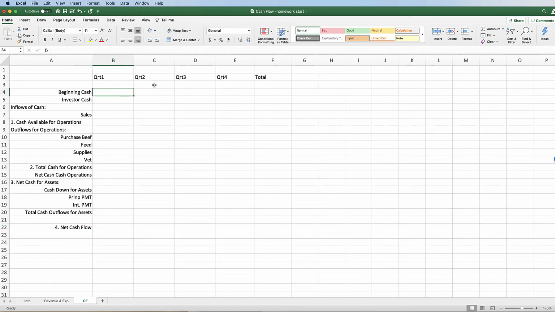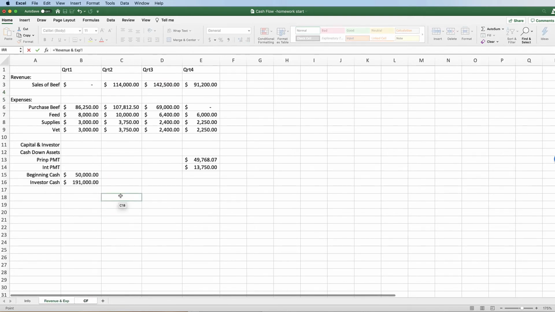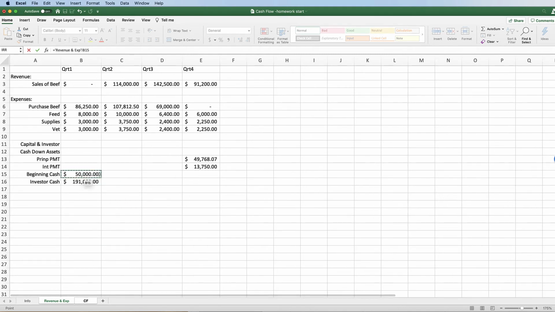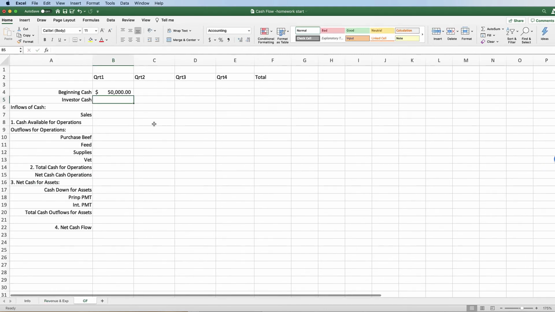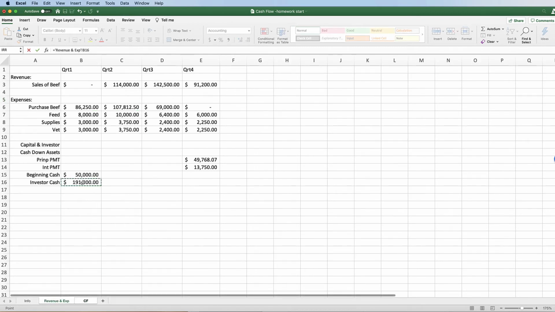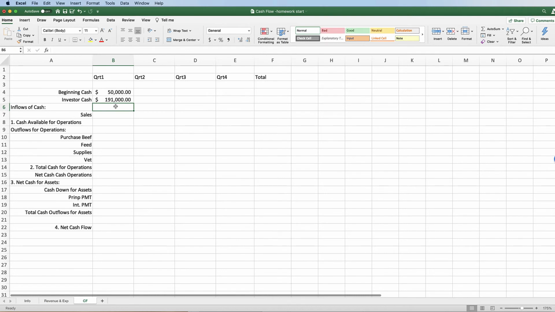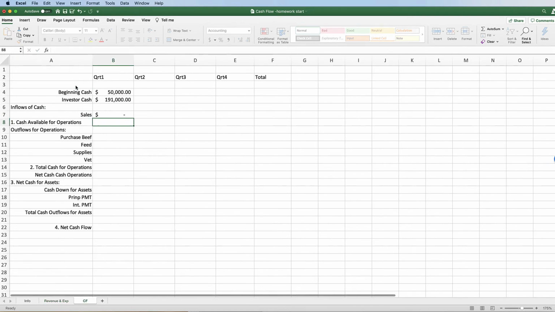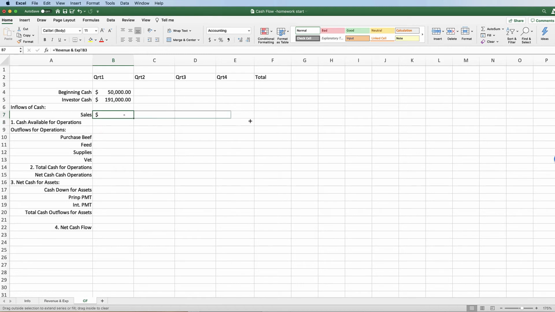All right, let's bring over the information. Pretty easy to do from here. Let's just press equals, and let's go back to the revenue and expense sheet. That's the sheet right before here, and it looks like we've got beginning cash of $50,000. Investors equals, investors right away give us $191,000 to get rolling. Then we have sales, so I'm going to press equals, and I'm going to go over here, and of course the sales are nothing right away. I'm going to select that number 1 quarter though, so that I can just drag that across all the other quarters, and there they are.